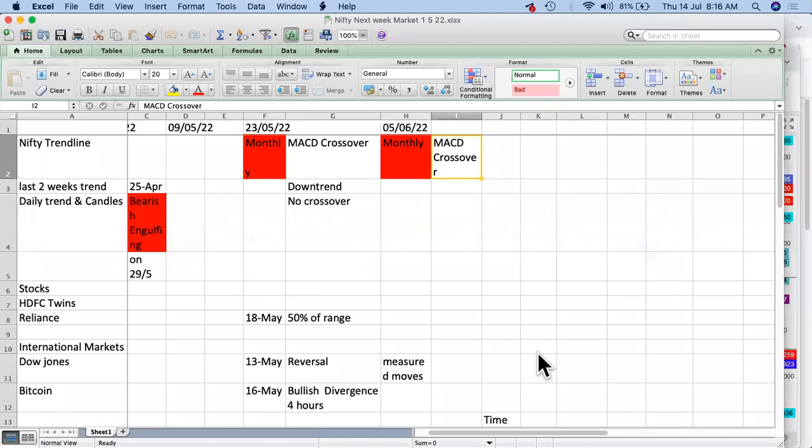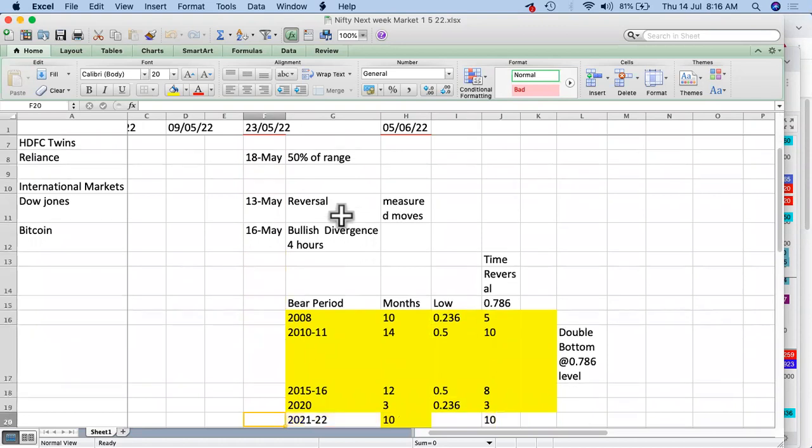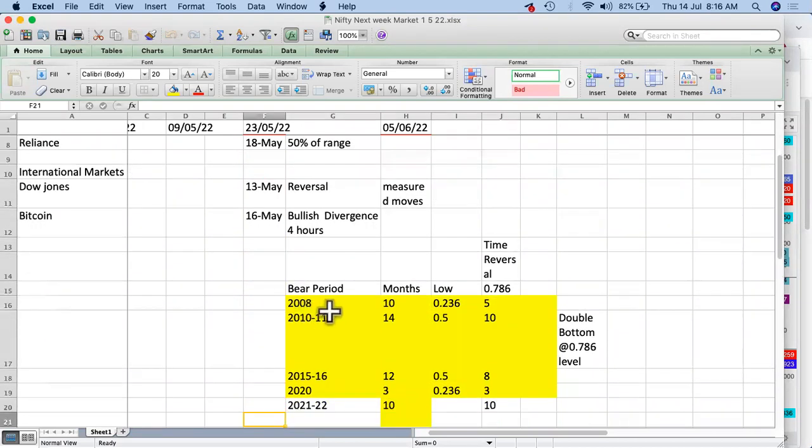Apart from that, we went into details, and in the details we found certain other things, right? So that was one of the videos, and we had certain analysis done on the basis of that. Like let's say, for example, in 2008, the bear cycle was there for 10 months, and the low was at 0.236, and the time taken for reversal from the top to coming back to the 0.76 level, the last high after that, was 5 months.